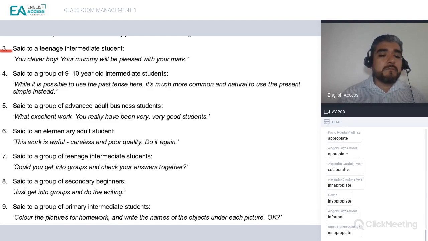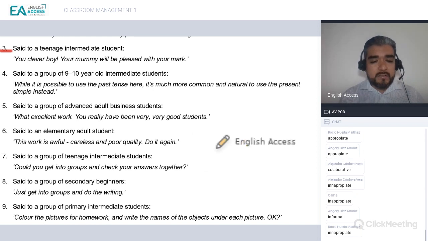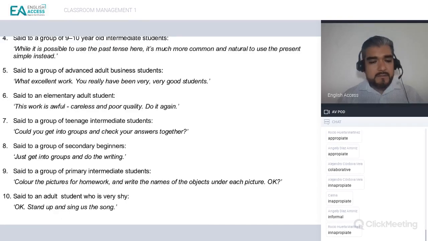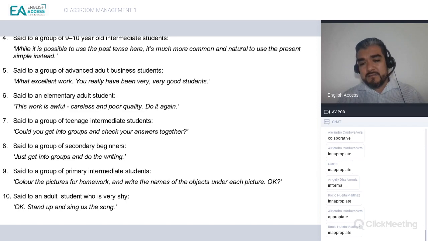Number nine, said to a group of primary and intermediate students, color the picture for homework and write the names of the objects under each picture. Okay? Primary school, right? Remember, primary school. Color the pictures for homework and write the names of objects under each picture. You think it's appropriate? Wow, Alejandro says it's appropriate. Rocio says inappropriate. Oh my goodness. We have a debate here.